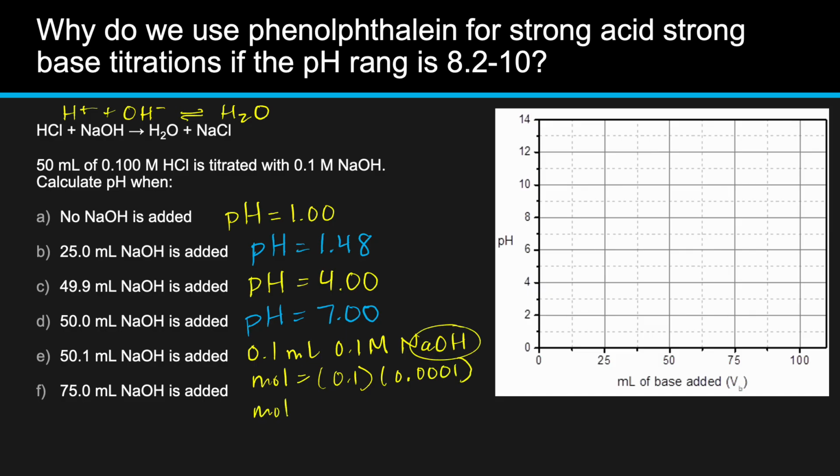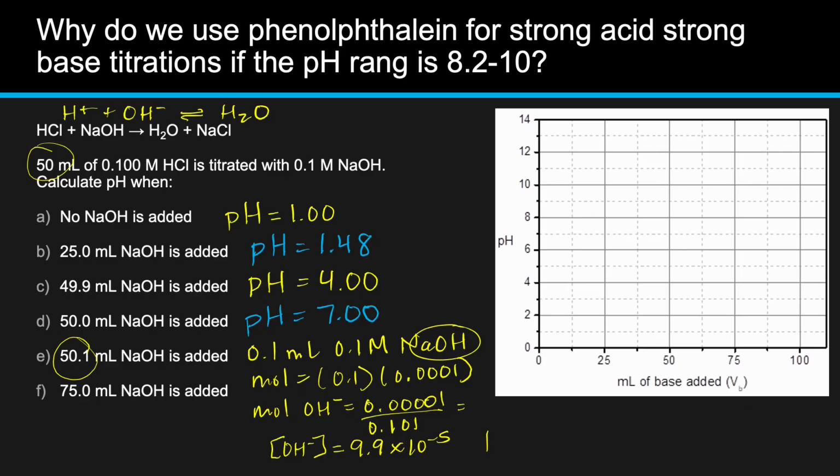And because it's a 1-to-1 ratio, I know I can just use hydroxide here. So that's going to give me 0.0001 moles of hydroxide. I need to divide that by my total volume, which is going to be 50.1 plus 50. So that's going to give me 0.101 liters. So that gives me a concentration of hydroxide ions of 9.9 times 10 to the negative fifth.